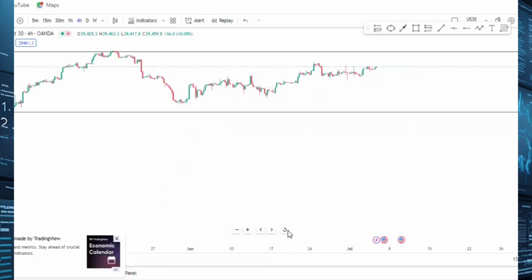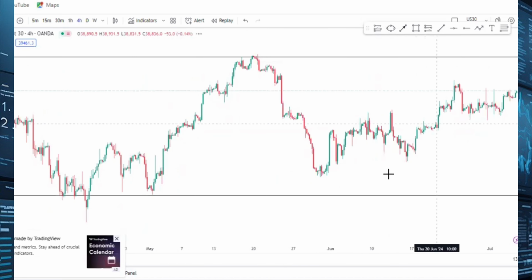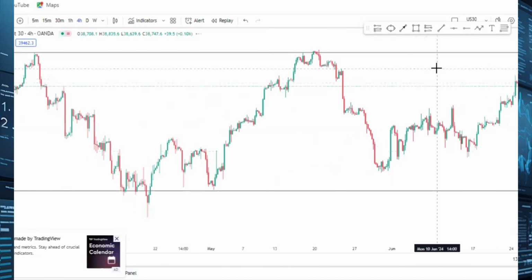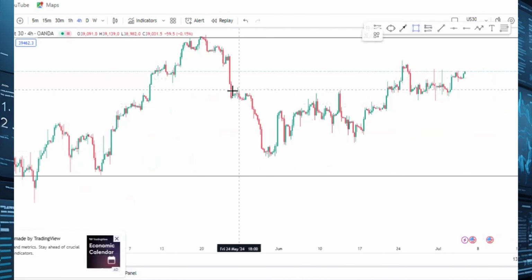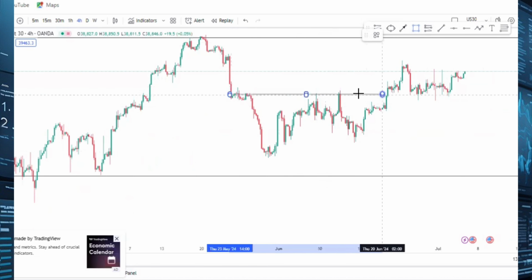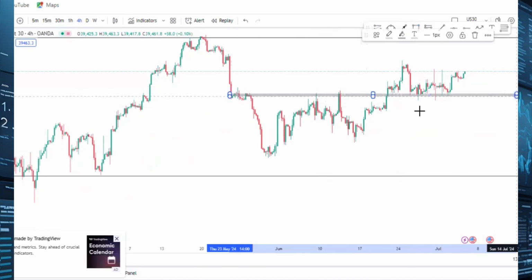So that is it. For those of you that don't know what market structure is, I will drop the link to the video where I explain market structure. So right now, what do we still have here? If you see, this is the H4 time frame. Now what do we have here? We have this zone here which the market came to retest.